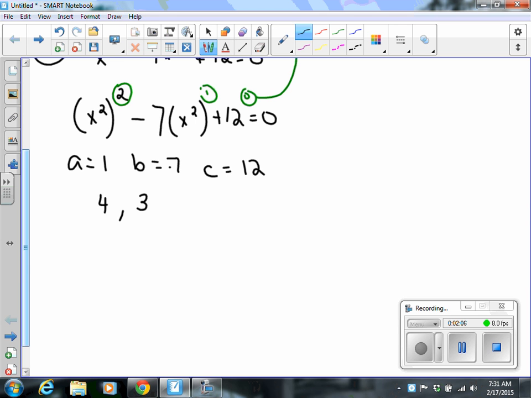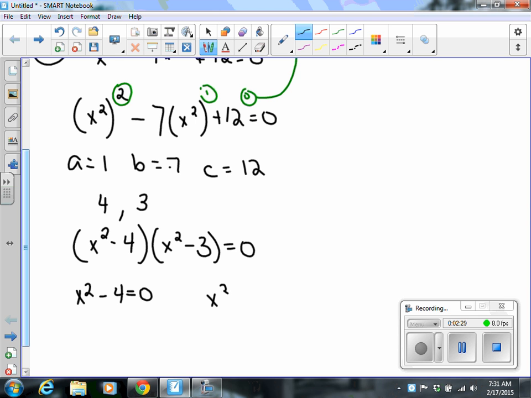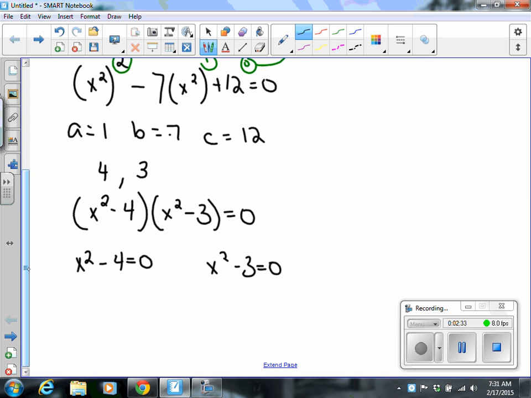Well, now I'm going to set that up. Normally we would say x minus 4, x minus 3. But x is really x squared now. So I have x squared minus 4 times x squared minus 3, and that equals 0. So now I need to solve for both x's in this case. So I have x squared minus 4 equals 0, and x squared minus 3 equals 0. So I'm going to go ahead and solve this. X squared equals 4. X then has to equal plus or minus 2.